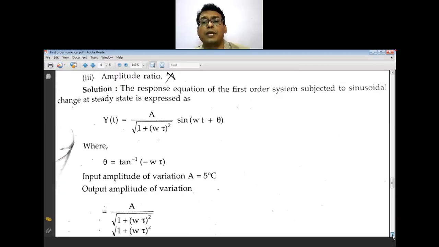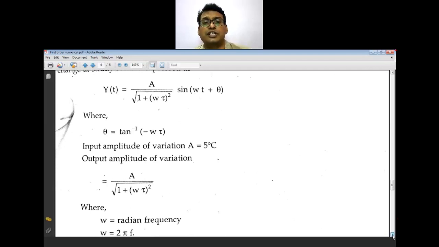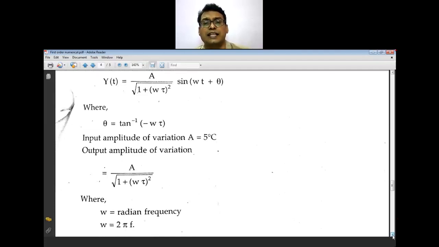So the output is A upon root of 1 plus omega tau square, times sine of omega t plus theta, where theta is the phase angle, tan inverse of minus omega tau. The input amplitude variation A is 5 degrees Celsius. That means it is fluctuating from 55 degrees Celsius to 50 degrees Celsius and 60 degrees Celsius, plus minus 5 degrees. So that is the amplitude. The output amplitude variation is A upon root of 1 plus omega tau square.